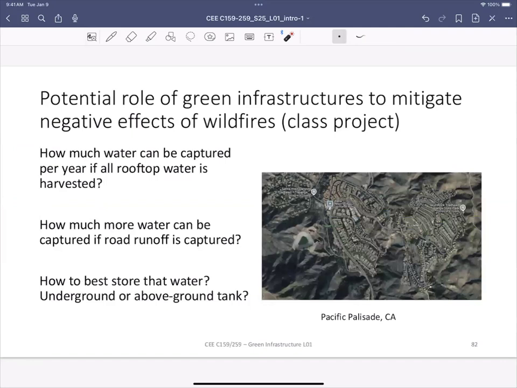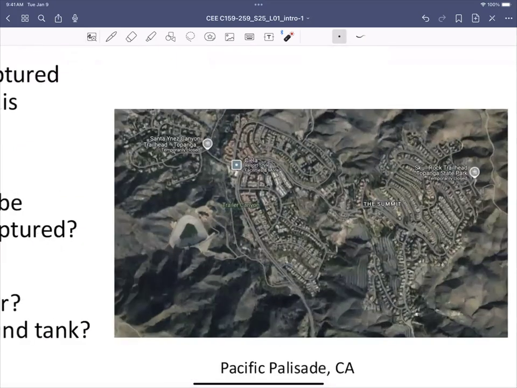So what we are going to do in this class project, not today, in this quarter, is I'll give you a specific area. This is the Palisades area. This is the top of the mountain. Many households are there, so you know the area of the house and the area of the rooftop. That means you know how much water falls on those roofs. So you'll calculate how much water comes there, and that will tell you how much water you can potentially capture per year just from the rooftop. Then we'll design an underground system over there which can be used for firefighting activities.